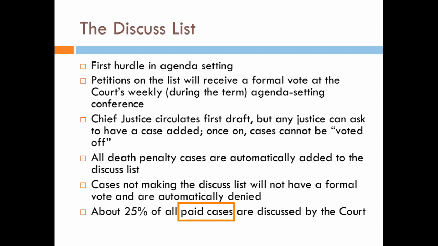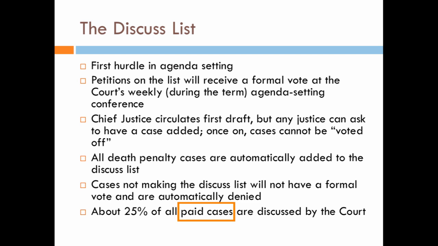Right? So just by way of really, really quick review, because I know there's a lot going on here, the Chief Justice creates a discuss list of cases that he thinks are worth talking about in conference. All of the other justices can add to that list, but they can't take away from it. It's from that discuss list that the justices work from to ultimately decide which cases will be granted review.